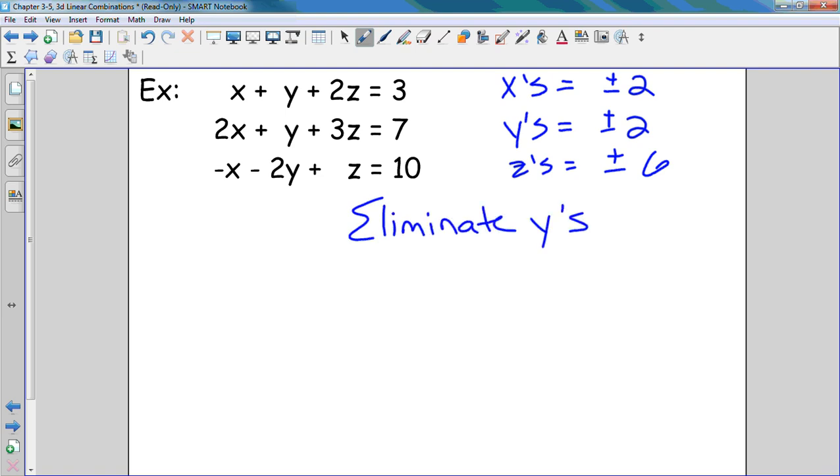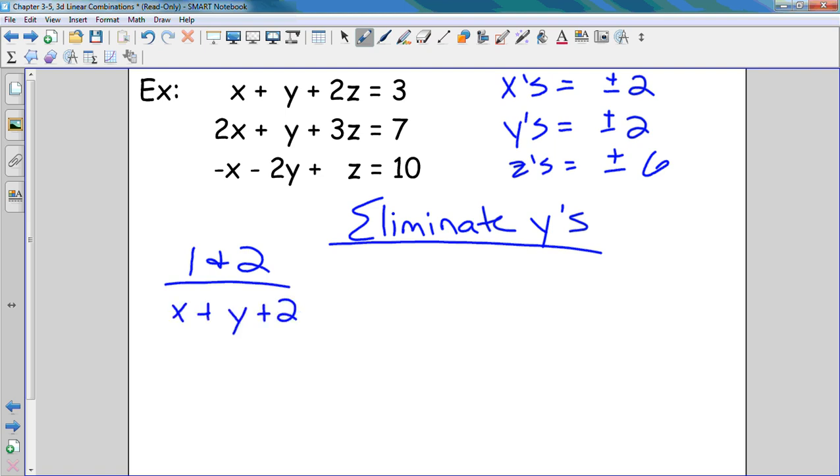You chose the X's, you can go ahead and do the X's and see if you come up with the same thing. Eliminate Y. So I'm going to take equation 1 and 2, and I have x plus y plus 2z equals 3, and 2x plus y plus 3z equals 7. Now, I have a problem because both of the y's are positive. How do I make one of the y's negative?